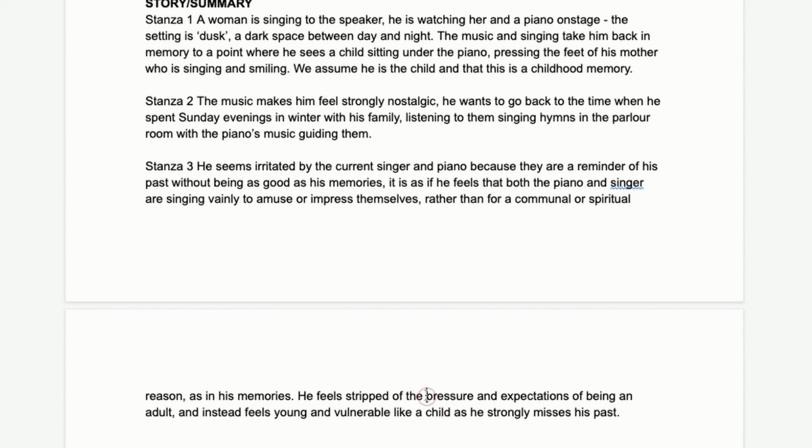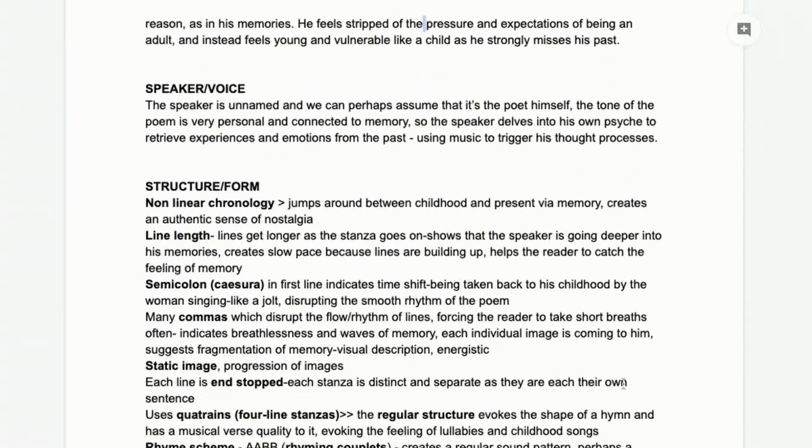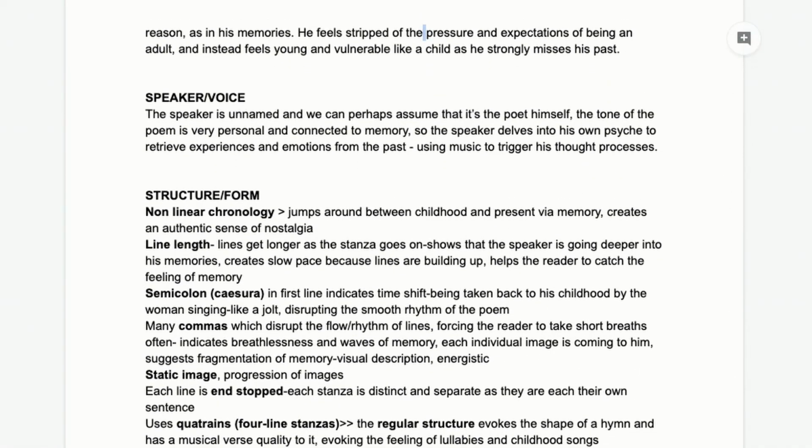He feels stripped of the pressure and expectation of being an adult, and instead feels young and vulnerable like a child because he misses his past. So he says, I weep like a child for the past. So he's transported back into that state of being a young, vulnerable child. He's stripped of his masculinity, his manhood, as he calls it. So everything that makes him a male adult disappears, and he becomes a vulnerable child again when he's thinking about this memory of his mother and his family.